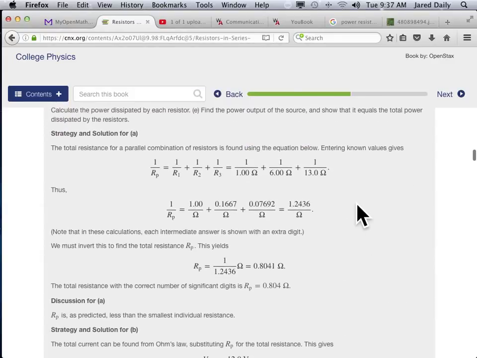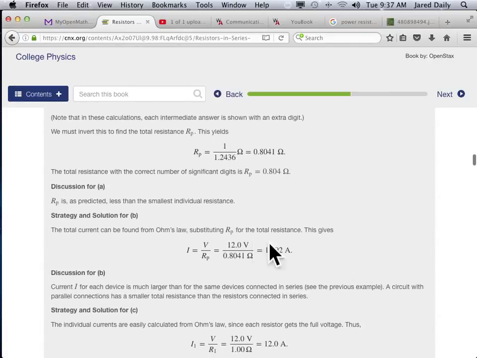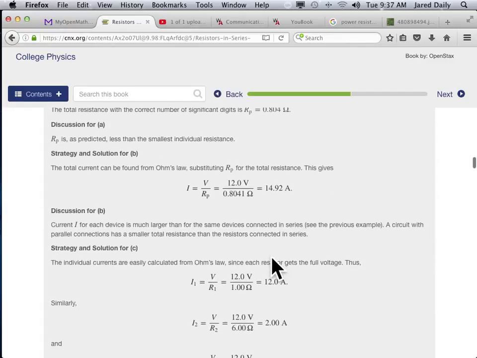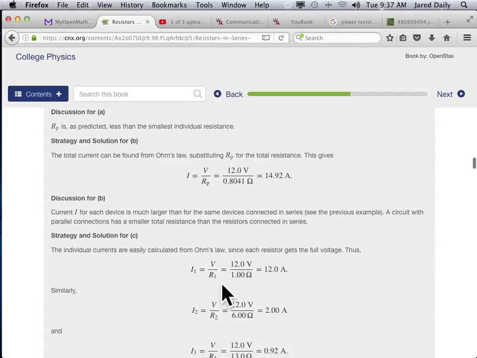Once you've figured out your equivalent resistance for resistors in parallel, you can do the same things that you did before with the resistors in series. You can calculate the current. So you take the total, and it'll give you the total current going through the whole thing. But then you can also calculate the current going through each resistor.